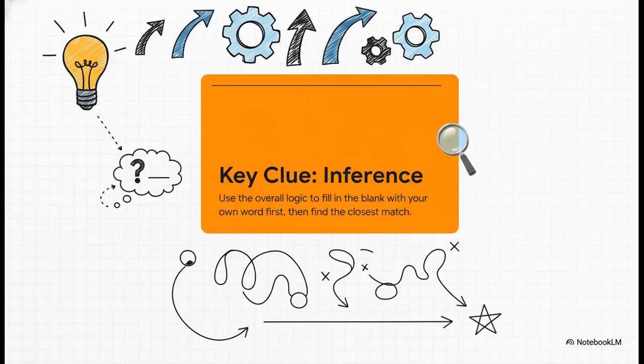Next up, we have inference, and this is your secret weapon for sure. Here's how it works. Before you even glance at the answer choices, read the sentence and, just using the logic of the passage, think of your own word that would fit in the blank. Then, all you have to do is find the answer choice that's the closest match to your word. This is awesome because it stops you from getting confused or tricked by those tempting wrong answers.